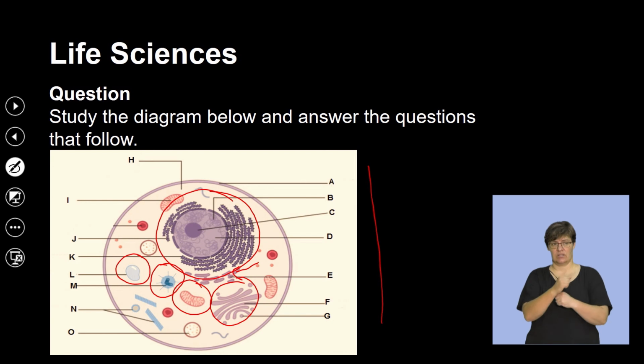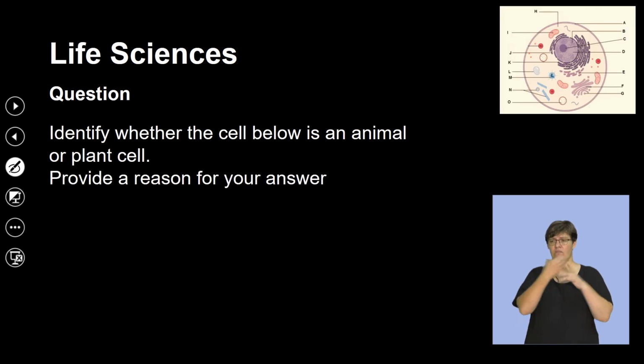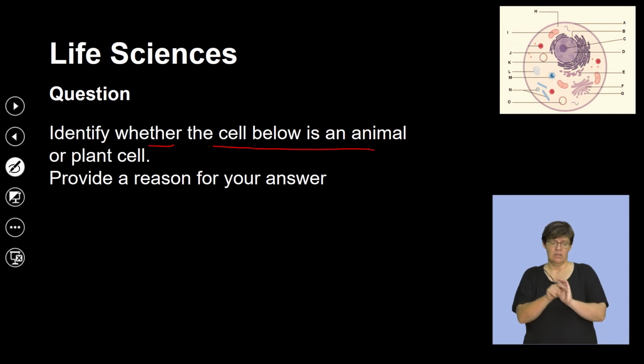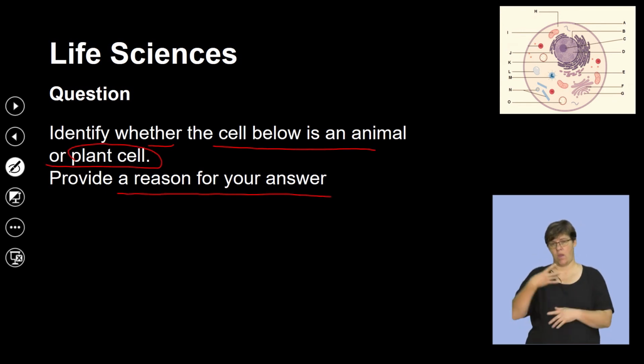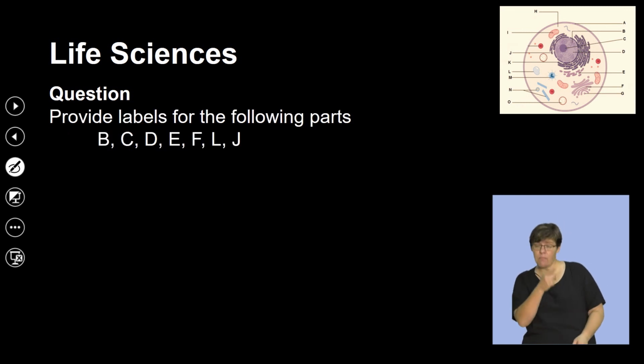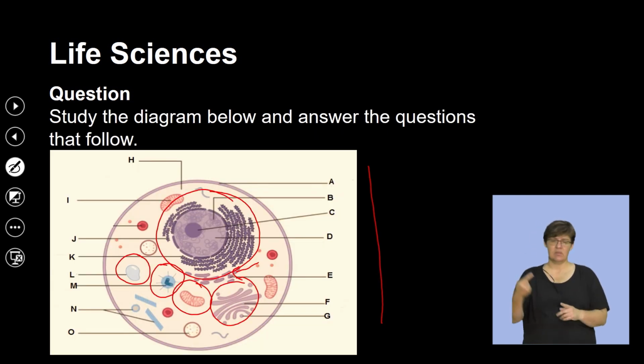I'm going to now focus on the next part of the question. Identify whether the cell below is an animal or plant cell. Provide a reason for your answer. If we go back to that diagram, let's look at it. When I look at this diagram, I can clearly see a membrane-bound structure having a single membrane, so that's certainly the cell membrane.